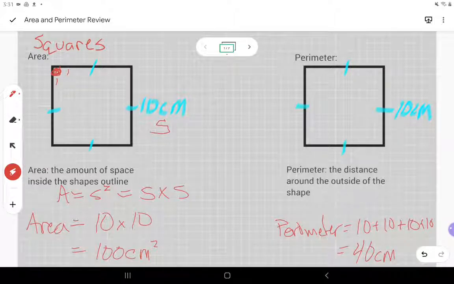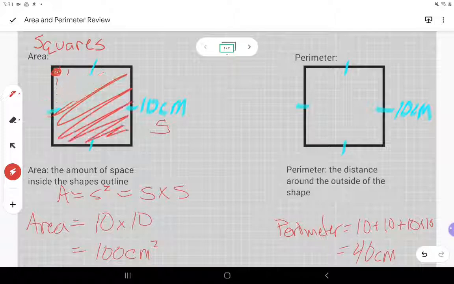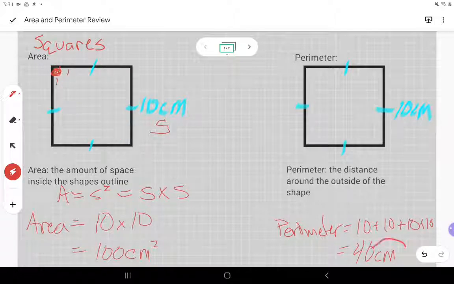Okay, so centimeters squared is referring to the little squares that take up the space on the inside of the shape. Just centimeters means we are measuring a length or a distance, and that is the distance going around the outside.